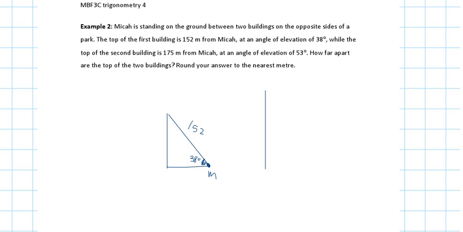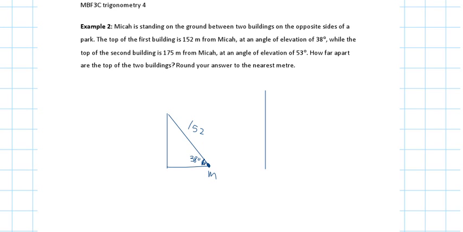Could I try it the other way around? What do you mean? Well, where's the other building? So this is one. This is one. Oh, where's Mika standing? At the bottom of the first building? Yeah. That's not what it says, right? It says that Mika is standing on the ground between the two buildings.